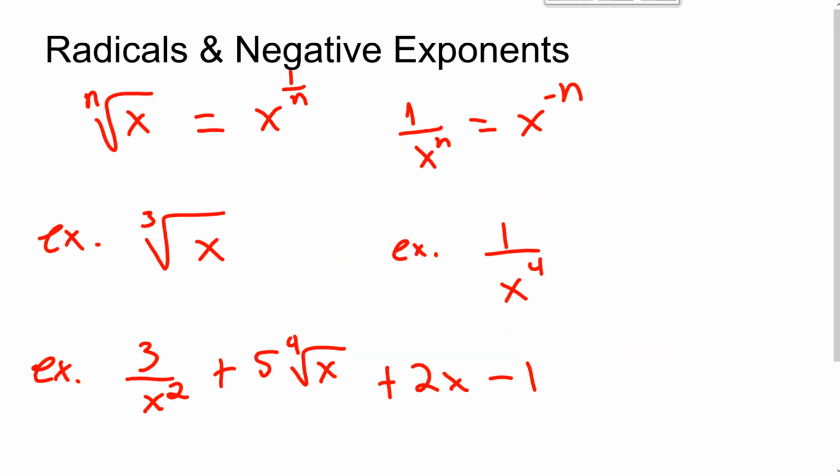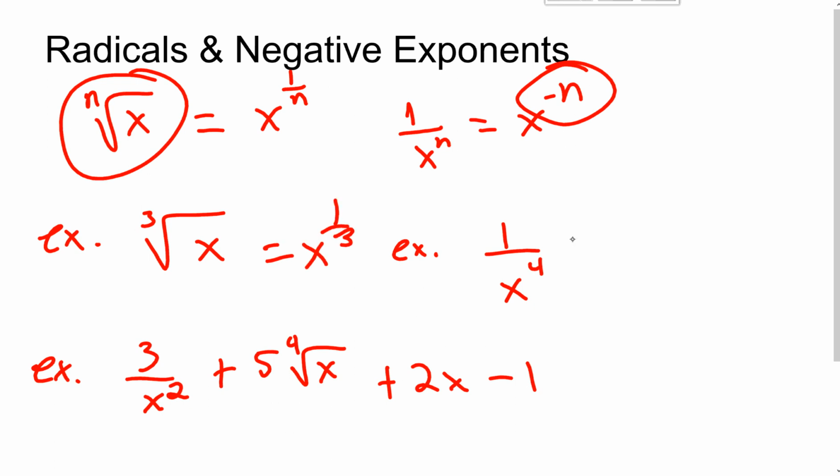And then for these other ones, either radicals or negative exponents, we can rewrite a radical as a fractional exponent, and then we can use the power rule on that. Here, if I have something on the bottom, in the denominator, raised to a power, I can rewrite that as a negative exponent, and then I can go ahead and use the power rule. So technically, this can be rewritten as x to the 1/3. This can be rewritten as x to the -4th.